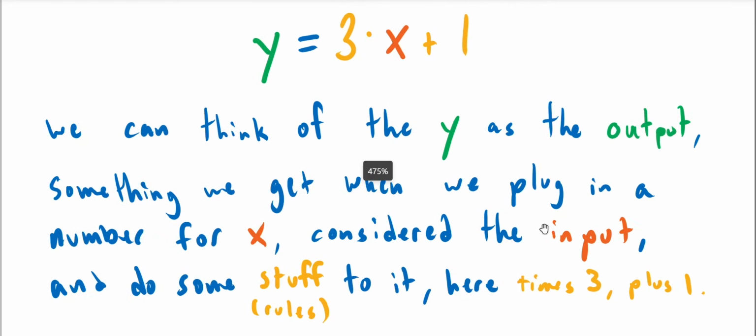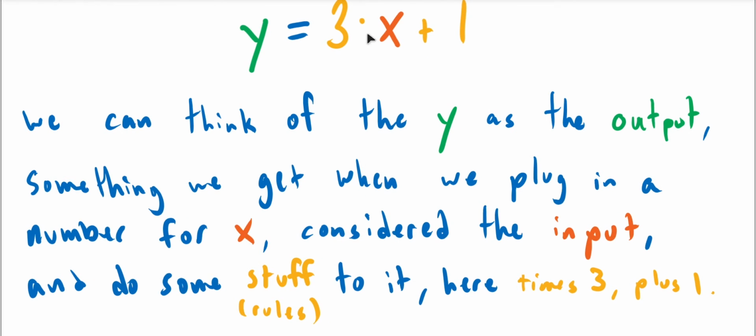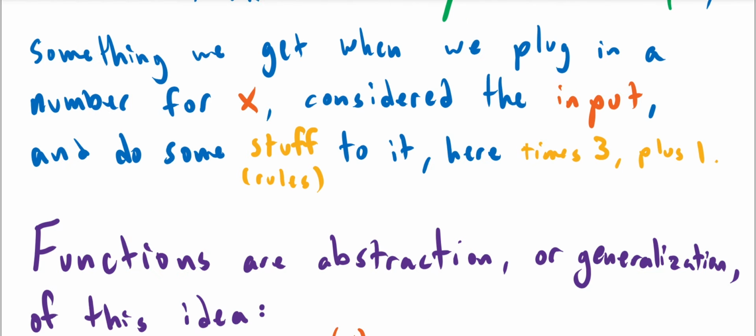So we think about this in terms of an output, an input, and some stuff that we have to do to that input, some rules, some instructions that are going to tell me what to do with x. In this case, times it by 3 and add 1 to it. Now, functions are an abstraction or a generalization about this idea. And we like to abstract things in mathematics because when we get things to be more general, there's sometimes larger classes of problems that we can tackle with them.